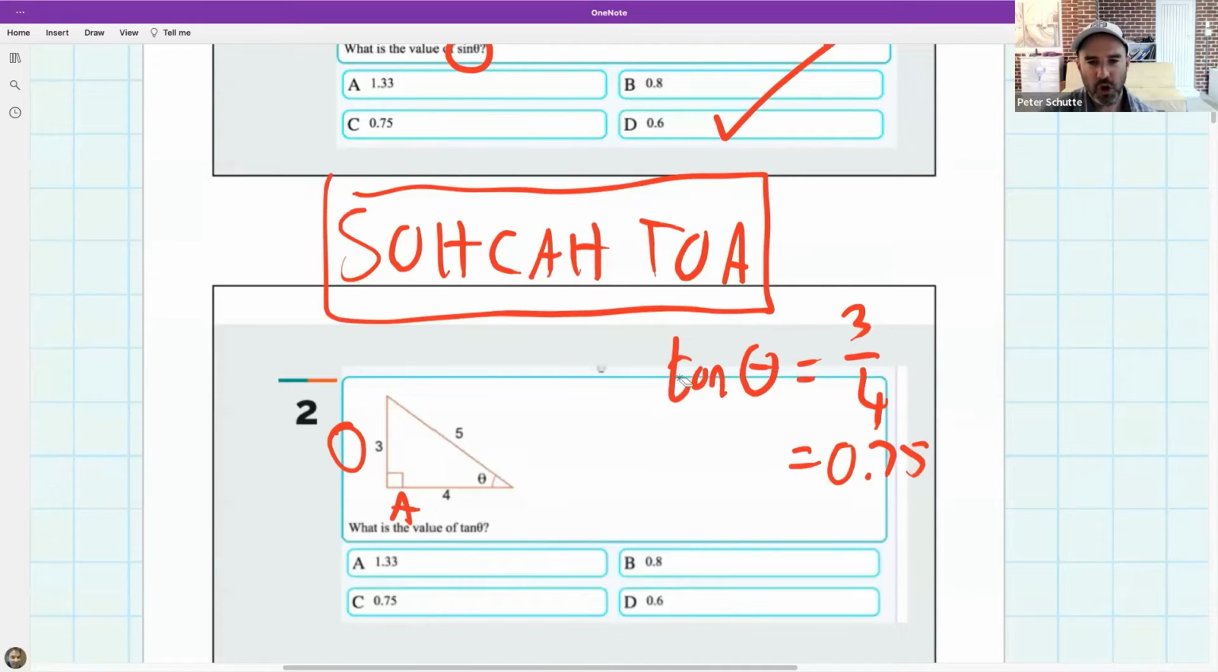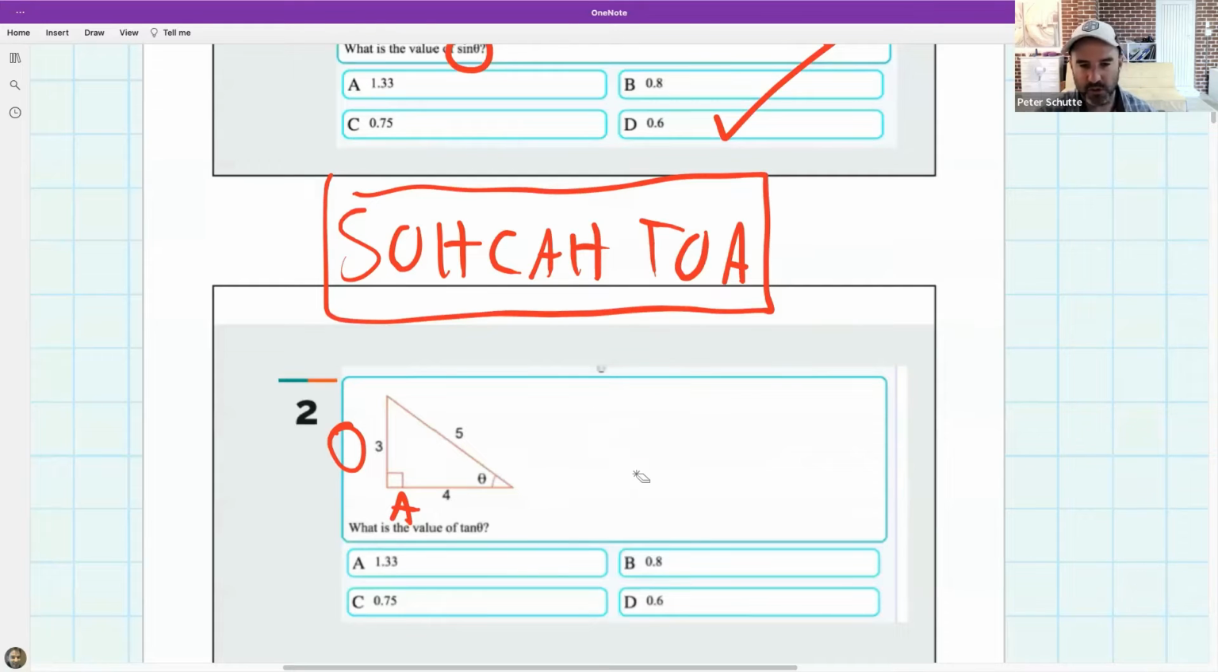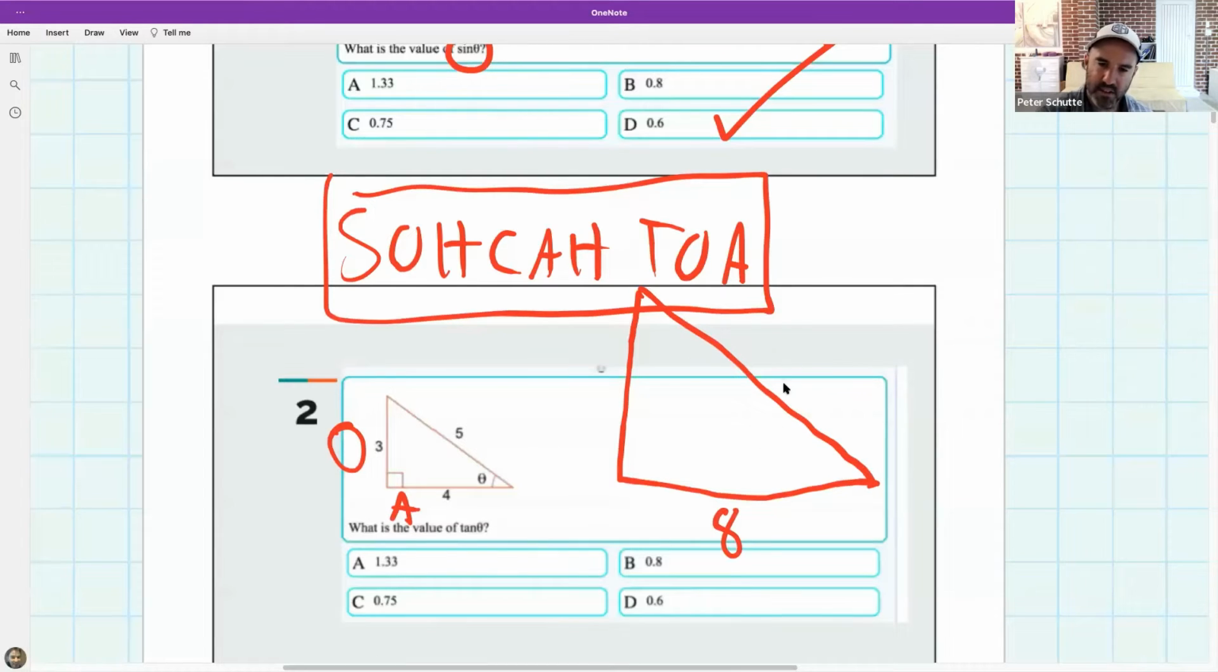Now, just to show you what I meant about how size doesn't matter with trigonometry, as long as you've got similar triangles, imagine I blow up this one over here. And this is going to be 8, that's going to be 10, and this is going to be 6. In this bigger triangle, what is the tan of theta going to be?